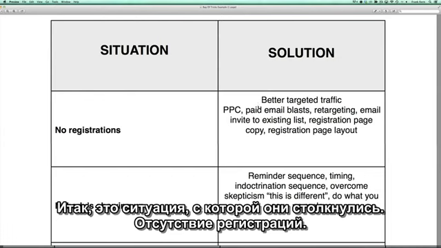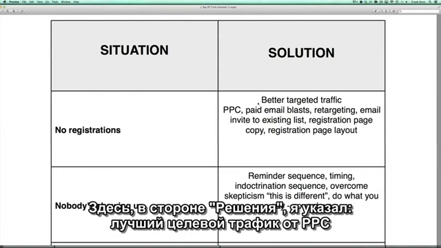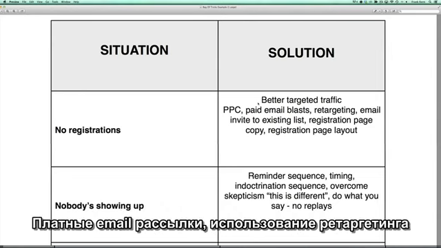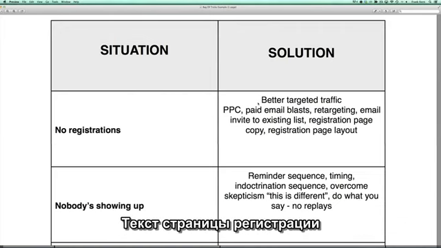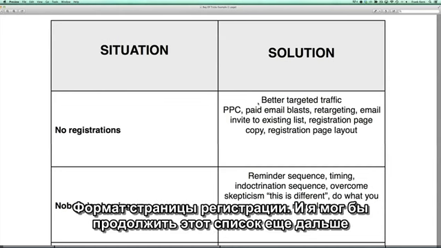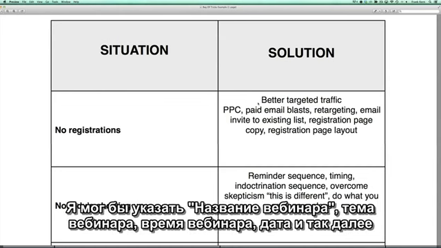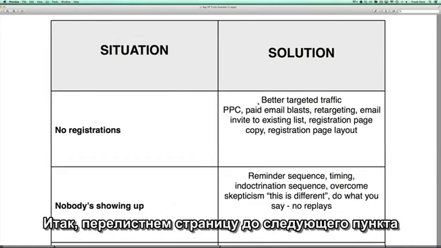Over here on the solution side, I've listed better targeted traffic from PPC, paid email blasts, the use of retargeting, email invite to an existing list, registration page copy, and registration page layout. I could even go on and list more, couldn't I? I could list webinar title, webinar topic, webinar time, date, etc. Let's scroll down to the second column.